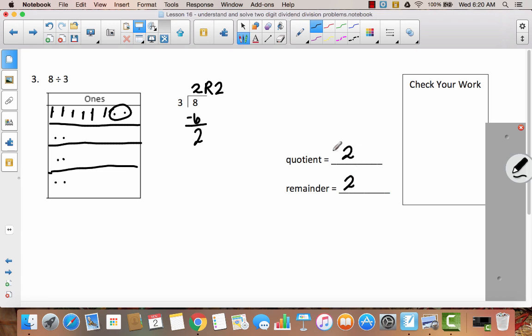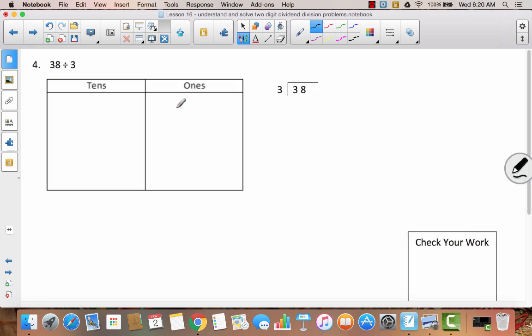So I'm going to take my quotient, which is 2. I was dividing by 3, so I'm going to multiply by 3 to check my work, and that gives me 6. Now I'm going to add my remainder, and that gives me 8. So my answer here equals my whole here, so that means that my work is correct. All right, let's take a look at number 4.